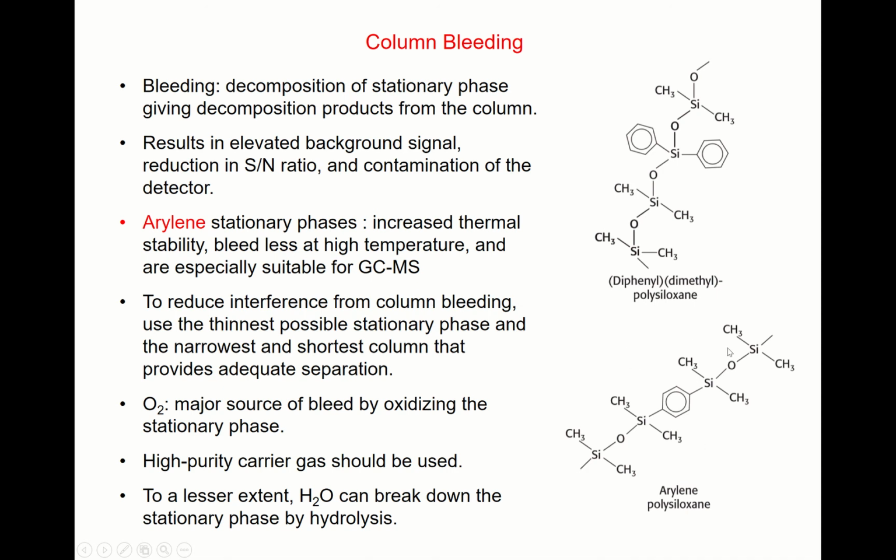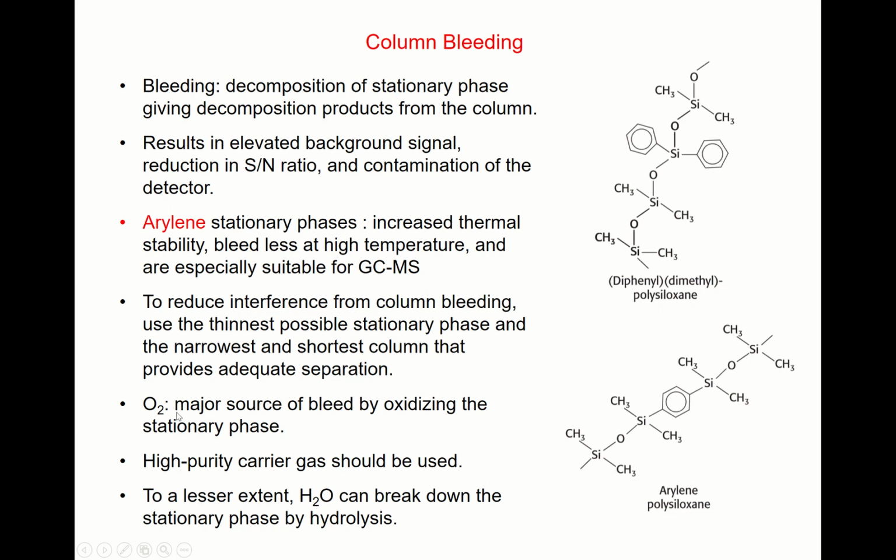To reduce interference from column bleeding, use the thinnest possible stationary phase and the narrowest and shortest column that provides adequate separation. Yes, there is a way to reduce bleeding, which is that you use the thinnest stationary phase and the narrowest and shortest column.